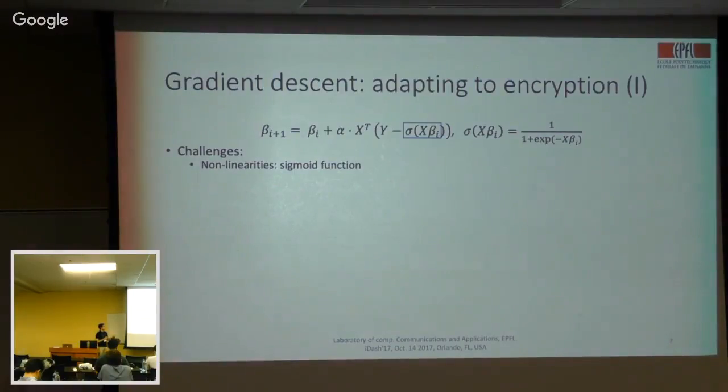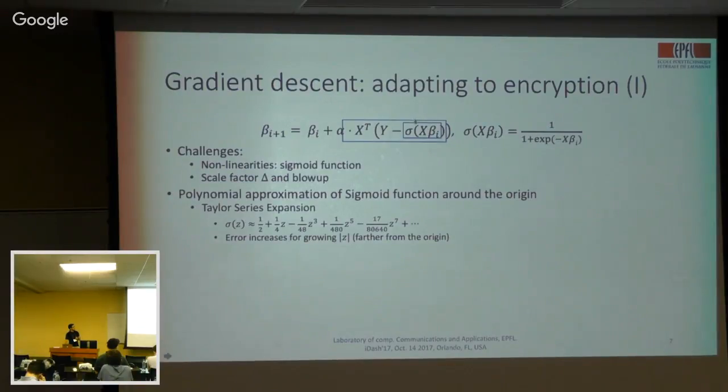In this case, gradient descent imposes two main challenges. The first one is the implementation of the non-linearity, the sigmoid function, and the second one is the fact that the scale factor gets incremented, and the size of the vectors gets incremented, with the process being iterative. So that means that this value gets multiplied several times after each iteration, keeping on increasing and accumulating the scale factor.